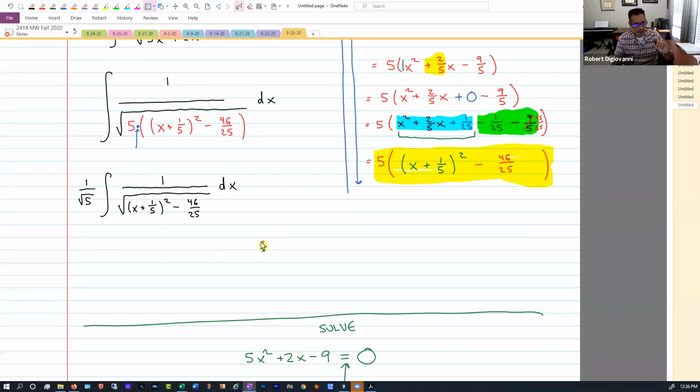I'm going to do one more thing. I'm going to make a quick u sub. I'm just going to replace x plus 1/5 with u. This is a basic u sub, not a trig sub. Du then would just be dx. Everywhere I see an x plus a fifth, I'm going to replace it with u. Everywhere I see a dx, I'm going to replace it with du. And when I do that, this integral becomes this. See, x plus 1/5, that's u squared, minus 46 over 25, and then dx becomes du.